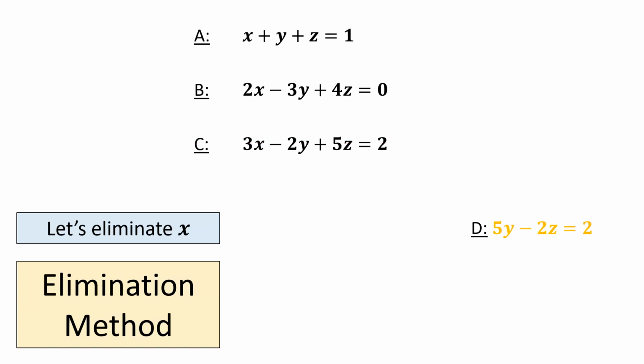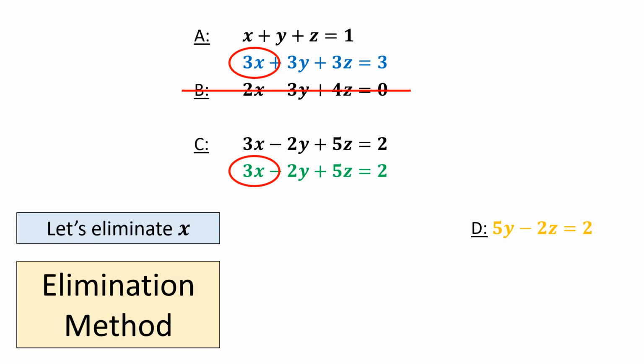Let's go back now and pick two new equations to eliminate x again. So I'm going to use equation A and C. Once again, I'm going to multiply everything in A by 3 because that'll give me the same coefficient as C, ready to eliminate. So we're going to get 3x plus 3y plus 3z equal to 3. And if I write down equation C underneath, we're ready for our elimination.